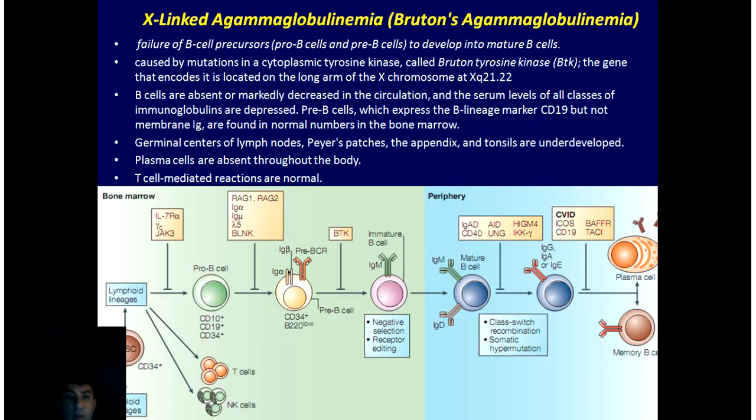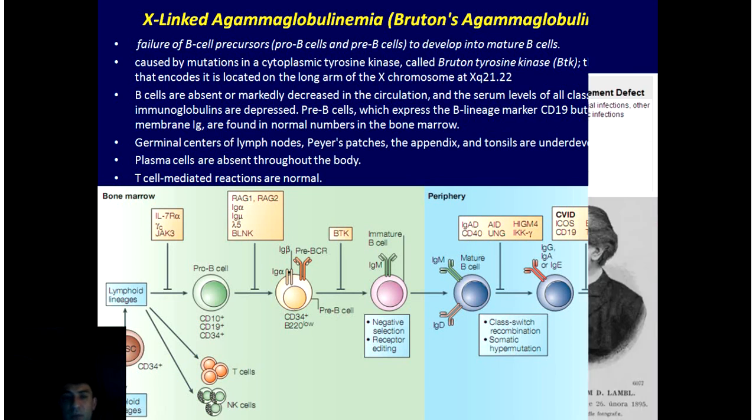A few words about X-linked agammaglobulinemia and some others. We may see that the maturation of B cells is not an easy process, of course. In this case, we have failure of B cell precursors to develop into mature B cells, and here is where the defect is: Bruton's tyrosine kinase is mutated, so B cells do not mature. That's why the germinal centers of lymph nodes, Peyer's patches, appendix and tonsils are all underdeveloped, and therefore plasma cells are absent throughout the body, while T-cell mediated reactions could be normal.